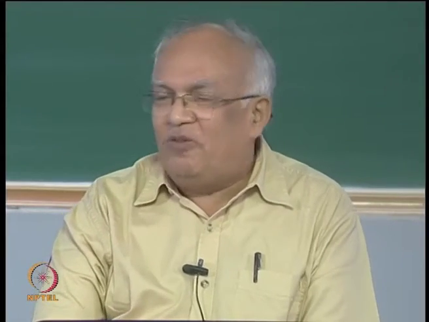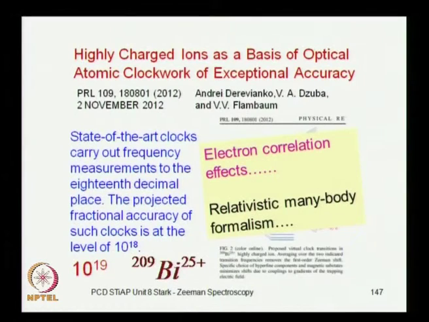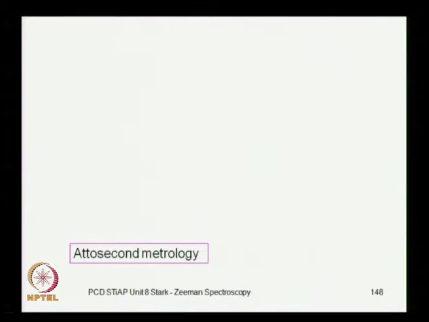This really needs very sophisticated techniques in quantum mechanics to study these processes, and they clearly go beyond the scope of our introductory course in atomic physics, but the prediction of Derevianko and his collaborators is that highly charged ions will be excellent candidates to build atomic clocks. That brings us to techniques which are able to measure time at that accuracy.